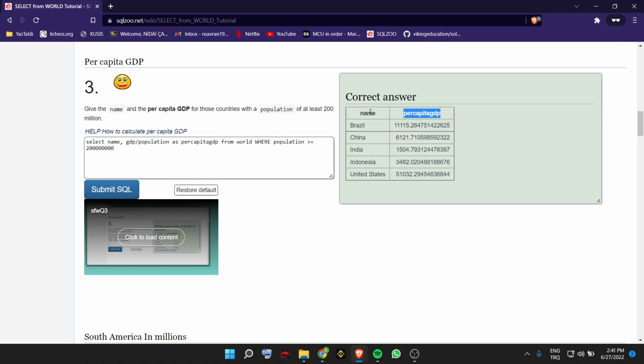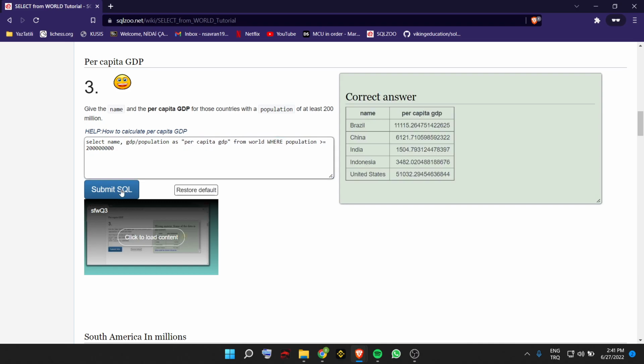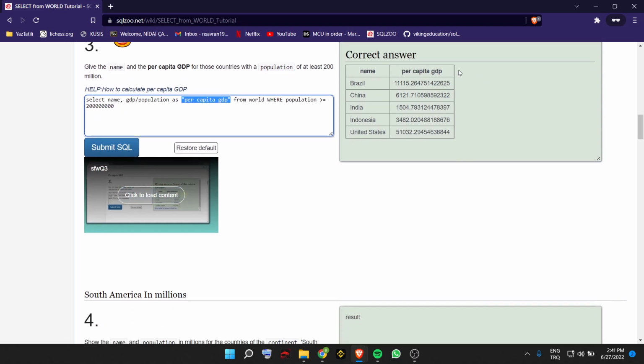Yes. We can give names to columns like this. Can I? No, we cannot put this. Maybe we can do it like this. Let's try. Yeah, we can do it like this also. We can give names to columns.